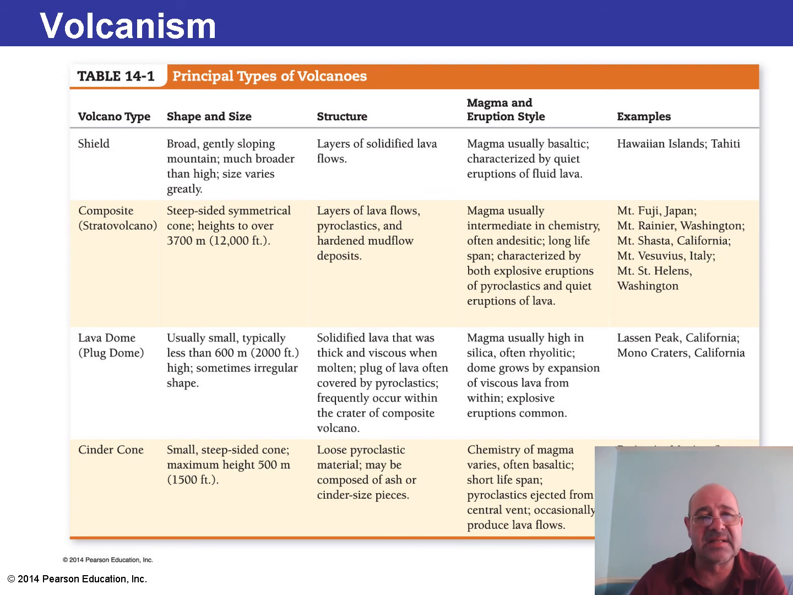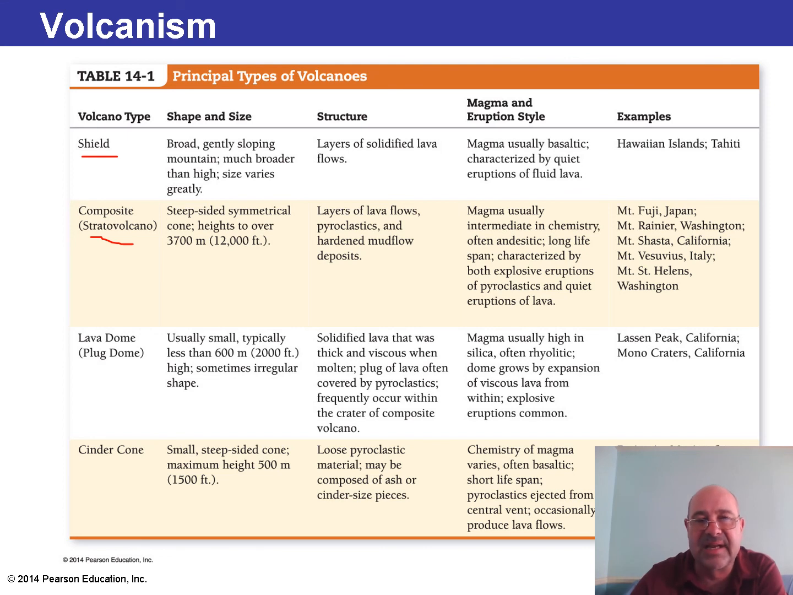This here's the last slide for today. This is volcanism. It tells you the different types of volcanoes. First of all, I want to just point out the composite volcano or the stratovolcano, that's the big one. That's the big Andes Mountain ones. That's the big ones that go kaboom, okay? There's a little bit smaller ones are the shield, broadly gently, mountain much broader than height and varies greatly. And then we have lava domes and cinder cones.